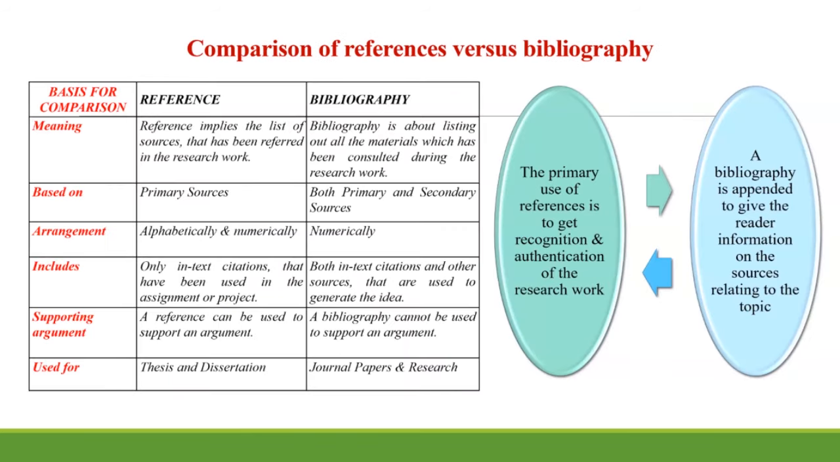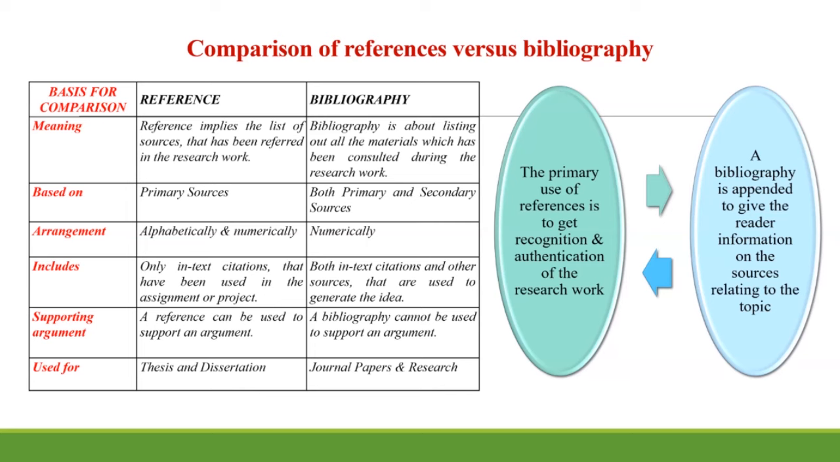Comparison of references versus bibliography. So here we'll get an idea of the basic difference between a reference list and a bibliography. First, let's understand the purpose behind both of these lists. Basically, they are just lists of data or lists of sources. So when you see the first blue oval, the primary use of references is to get recognition and authentication of the research work. A bibliography is appended to give the reader information on the sources relating to the topic. So these two points show you how a bibliography and a reference list differ.